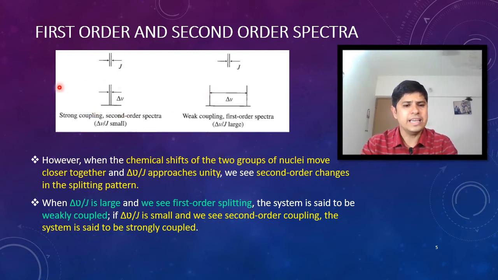When delta nu by J is large and we see first order splitting, the system is said to be weakly coupled. When delta nu by J is large and we see first order splitting, we can say that this system is weakly coupled, isn't it? And when delta nu by J is small and we see second order coupling in this example, then the system is strongly coupled. This system is strongly coupled, while this system is weakly coupled.